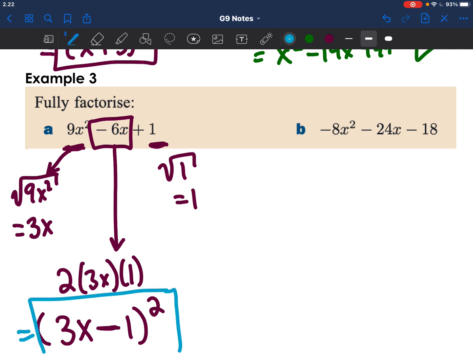You can check it out again. Square the left, 9x squared. Square the right, positive 1. Double the middle is negative 6x. There you go. Alright, last one. You guys should be able to do this one now.